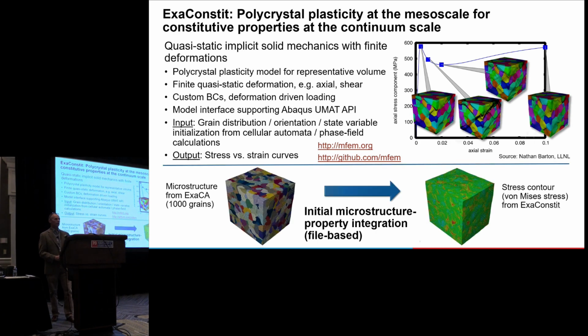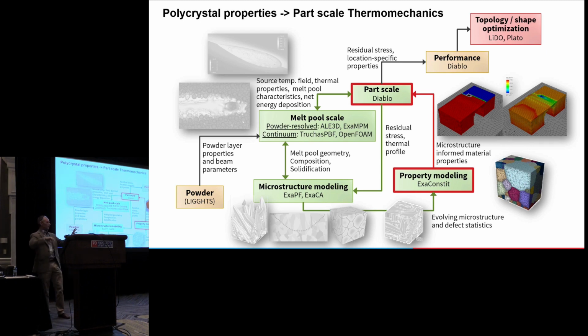I mentioned that we've done this integration. It's not really coupled yet. It's write out a file from both. We've done it with both phase field and cellular automata. Read that in from the property side and do a 1,000-grain polycrystal plasticity calculation. So you can see what we're doing here. We've got this picture of all of this stuff eventually has to be linked together, and we're doing these binary linkages first via files and then in memory. We've not yet done the property part scale. That's another step.